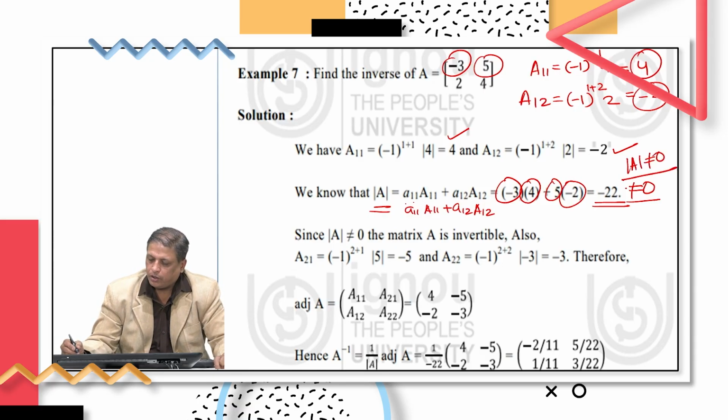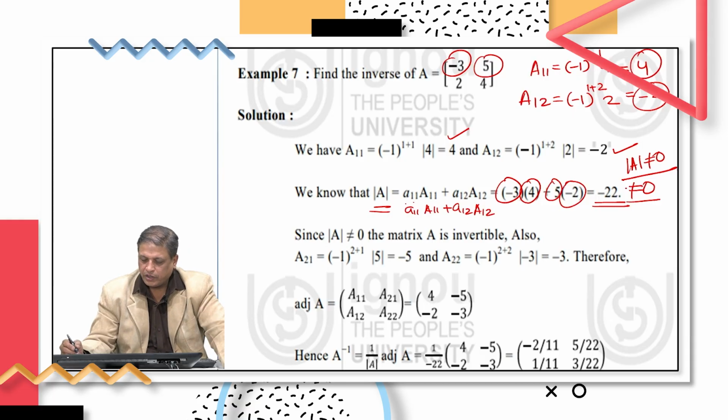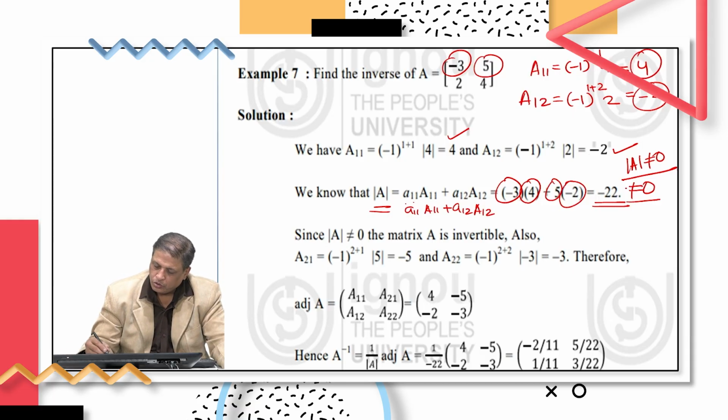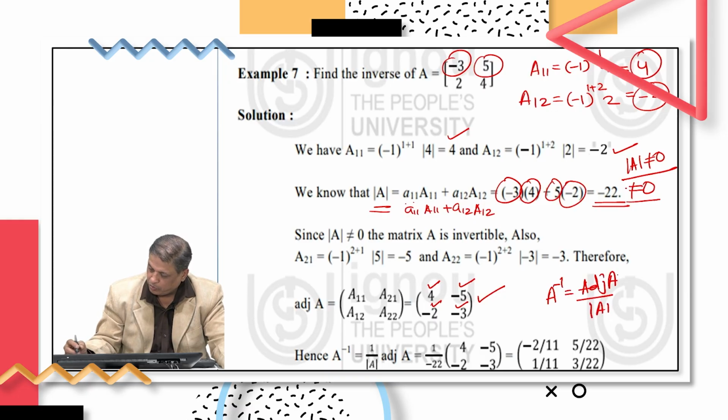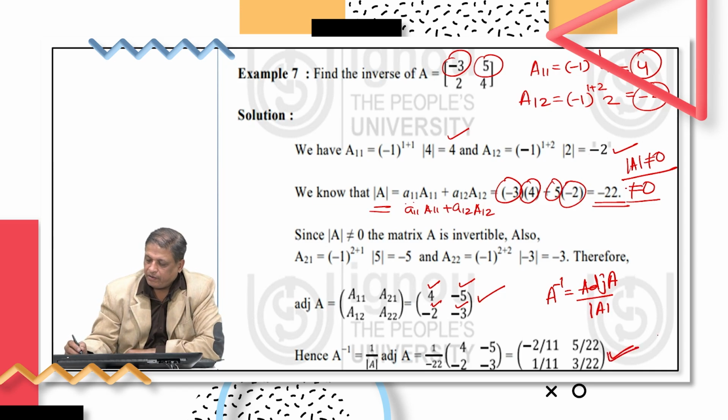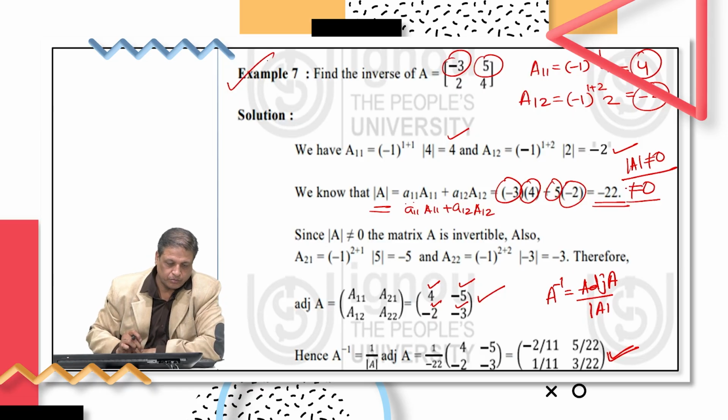Now we need to find the other cofactors so as to determine the adjoint of A. The transpose of the cofactor matrix gives the adjoint of A as 4, minus 5, minus 2, minus 3. Again, A inverse is equal to the adjoint of A upon the determinant of A, and this leads to the result minus 2 by 11, 5 by 22, 1 by 11, 3 by 22. I hope you got an idea of how to calculate the inverse of a matrix.